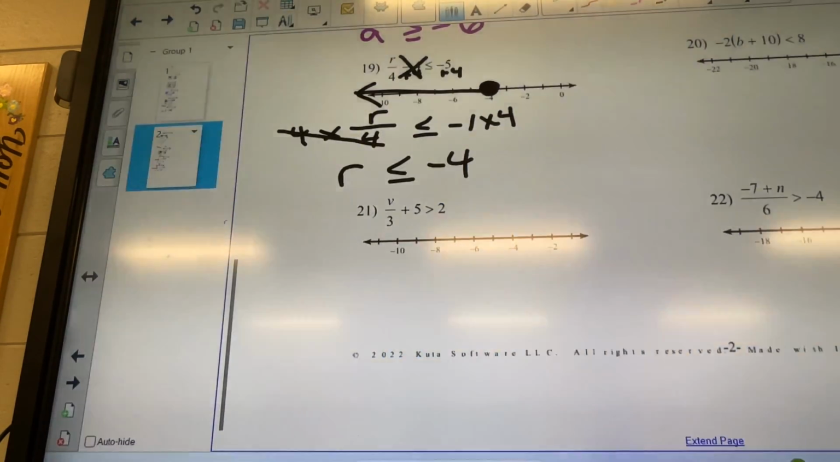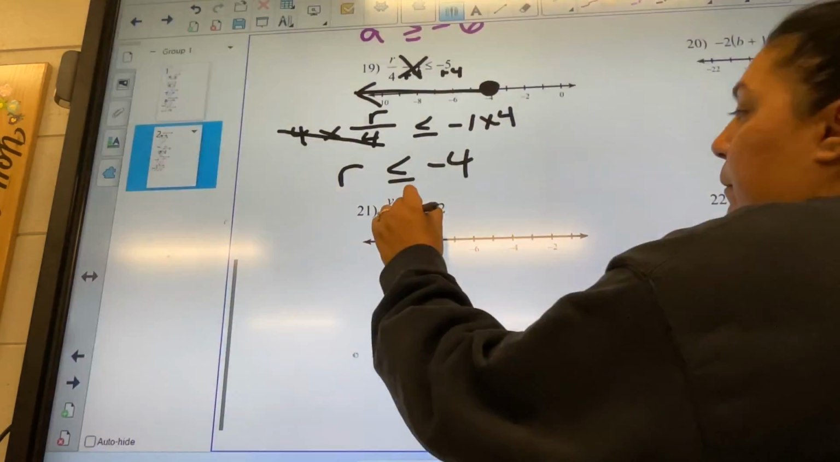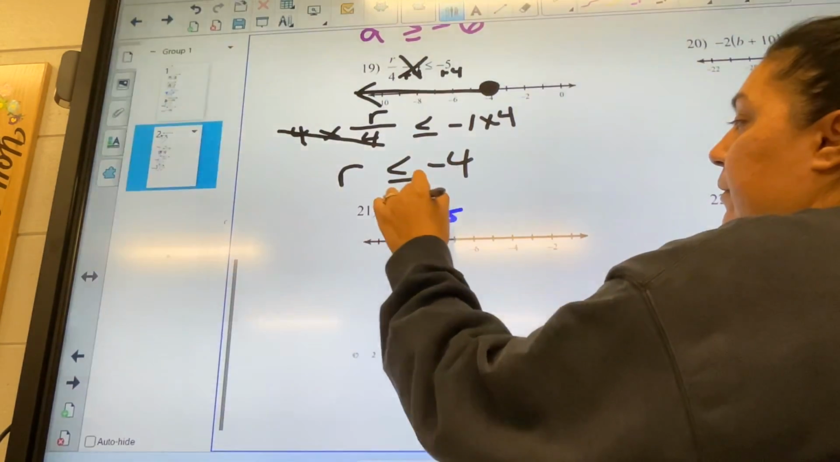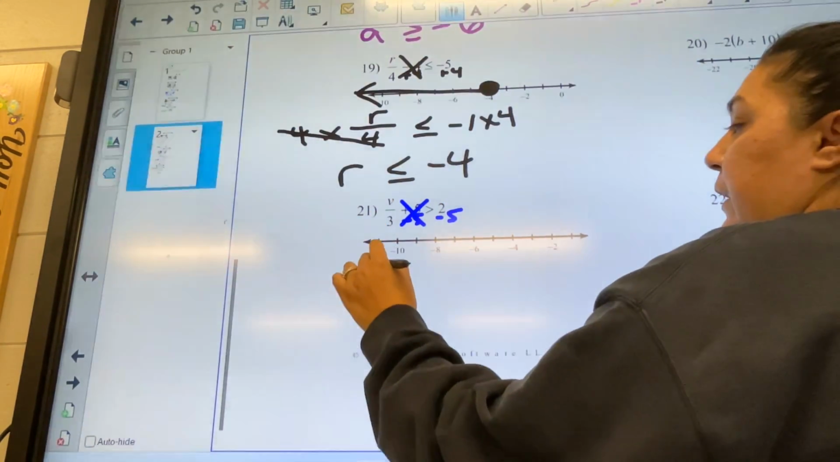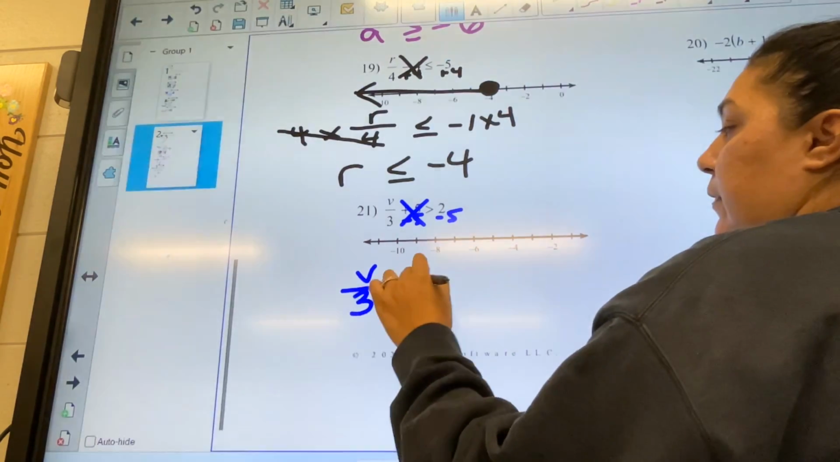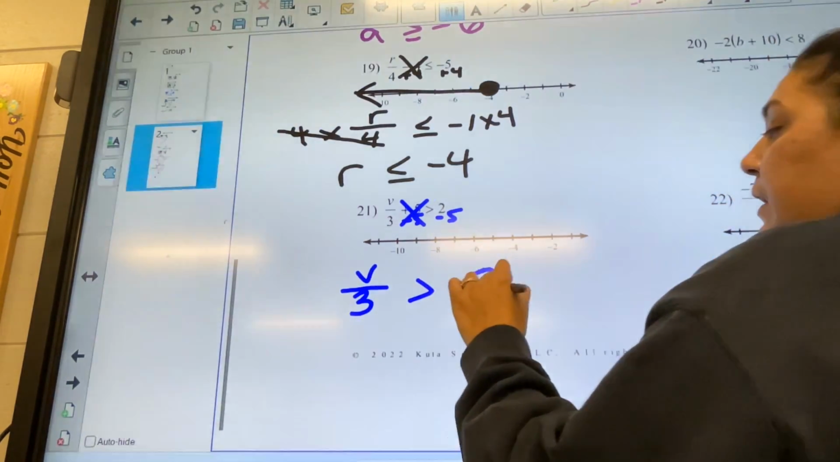Okay, 21. Who needs moved? The plus 5. How do I move a plus 5? Minus 5 and minus 5. So I get V over 3, and that's a negative 3.